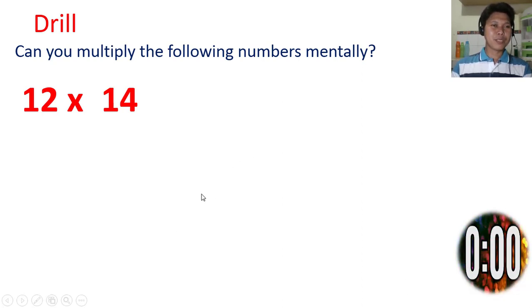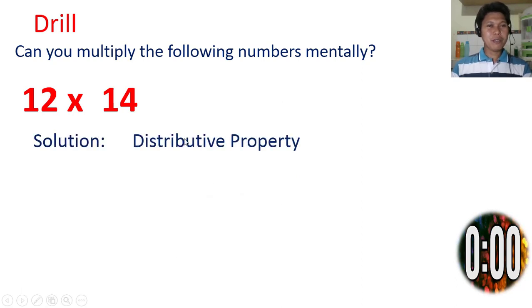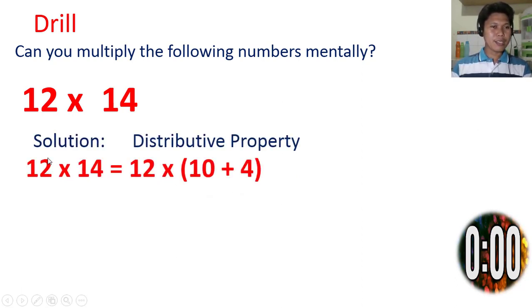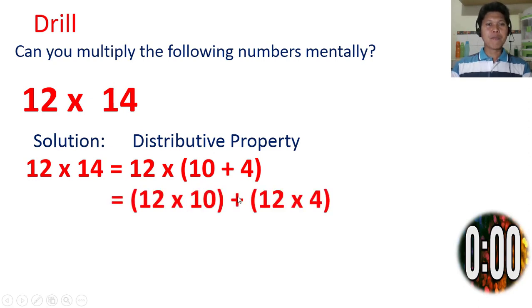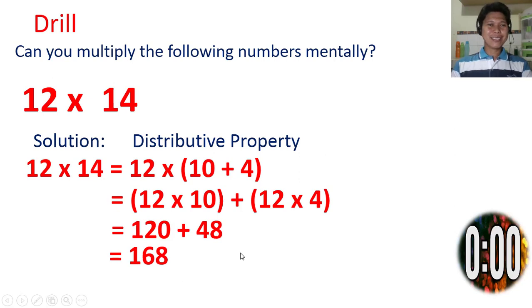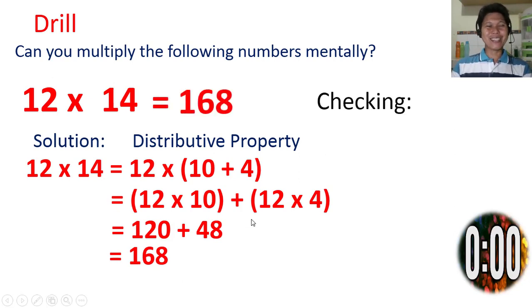Okay, time's up. So, the solution using the distributive property, 12 times 14 is equal to 12 times the value of each, which is 10 plus 4. So, 12 times 10 plus 12 times 4. This is 120 and this is 48. So, the answer is 120 plus 48 is 168. Did you get the correct answer? Okay, so the answer is 168.